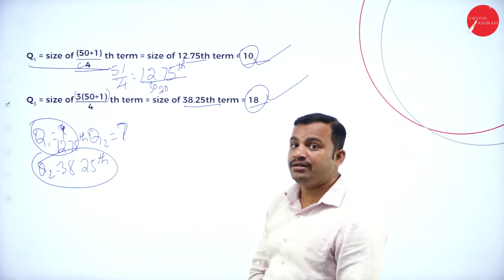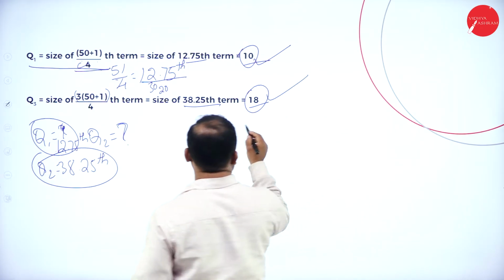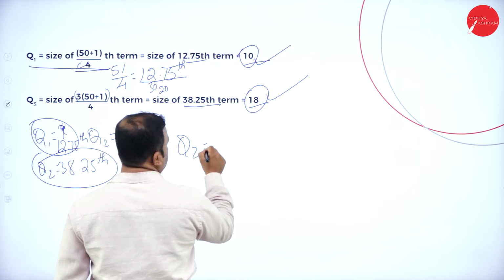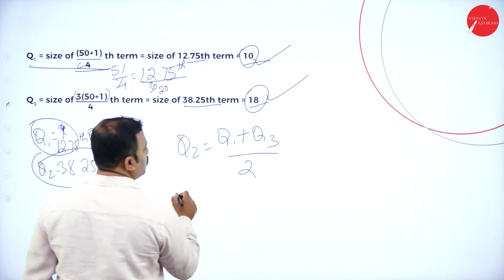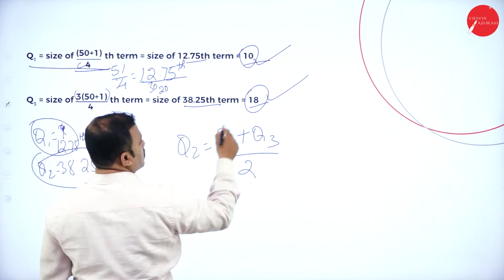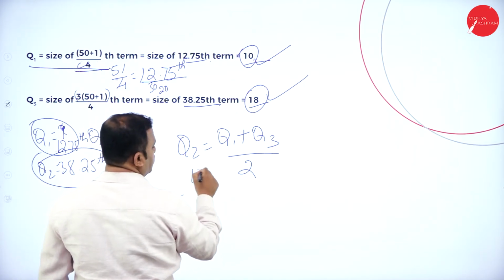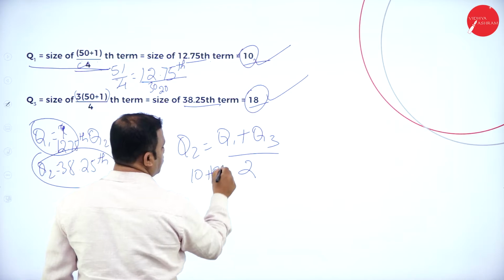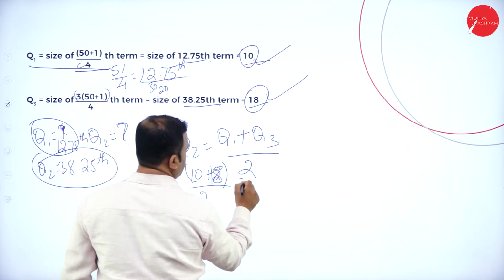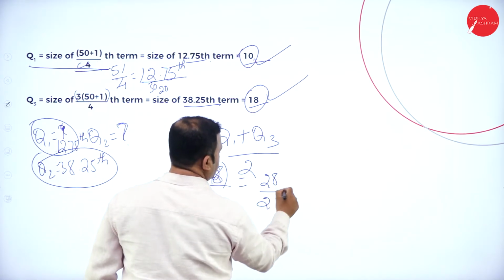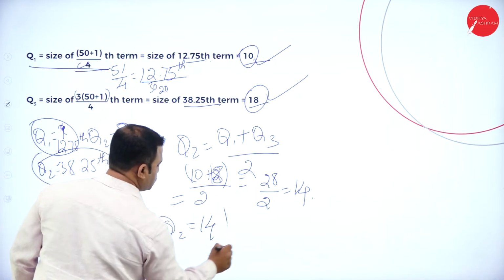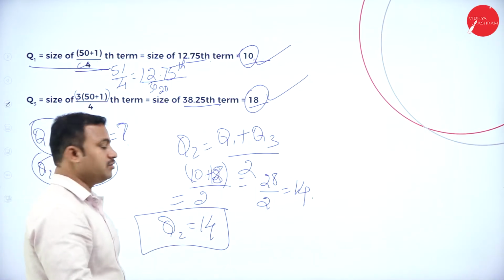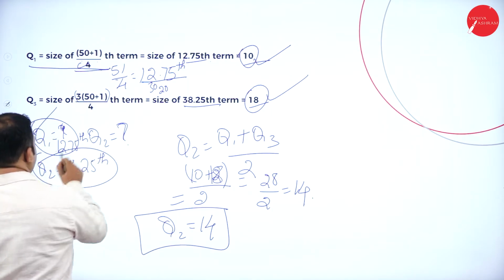What is Q2 then? Q2 can be found using Q2 is equal to (Q1 plus Q3) by 2. We have the value like this because we have two terms here. So 10 plus 18 is equal to 28. 28 by 2 is equal to 14. So Q2 is equal to 14. This is the value we have to find out. That is, we have quartile Q1 and quartile Q2.